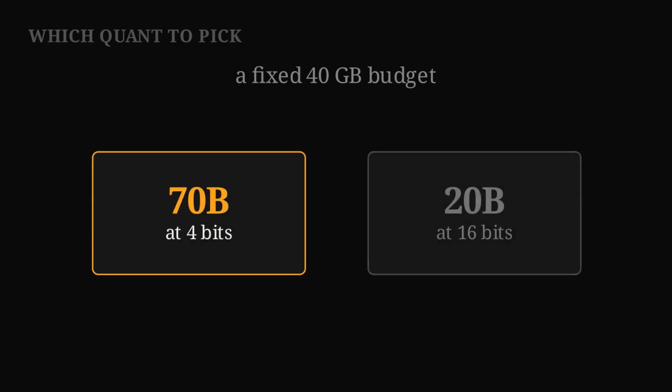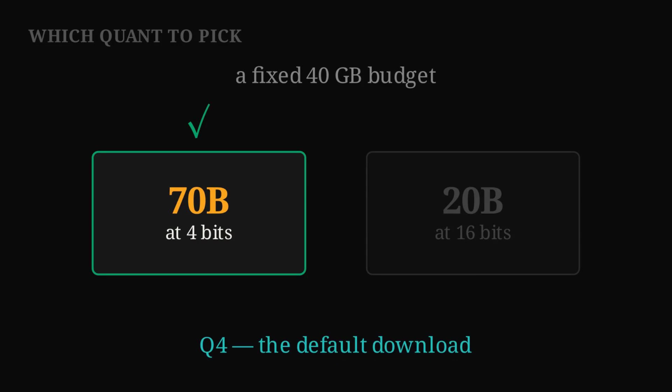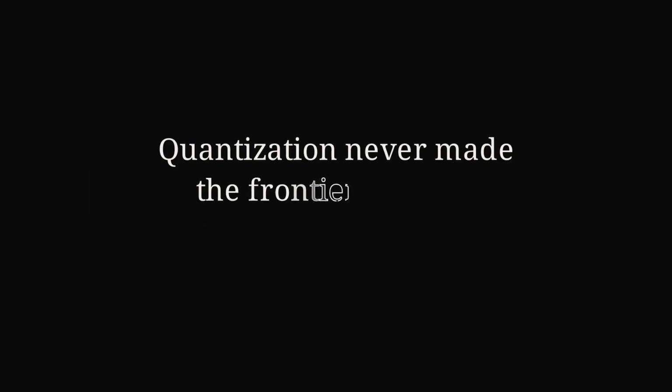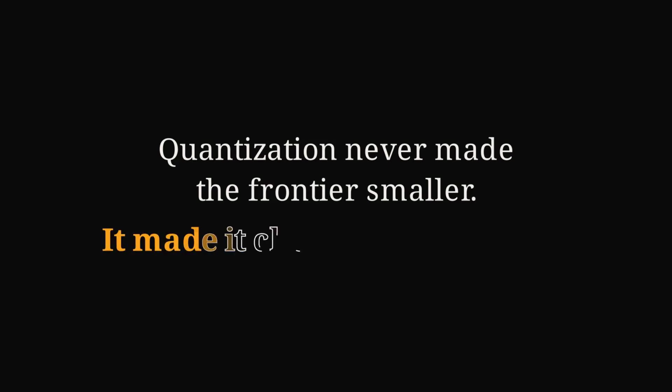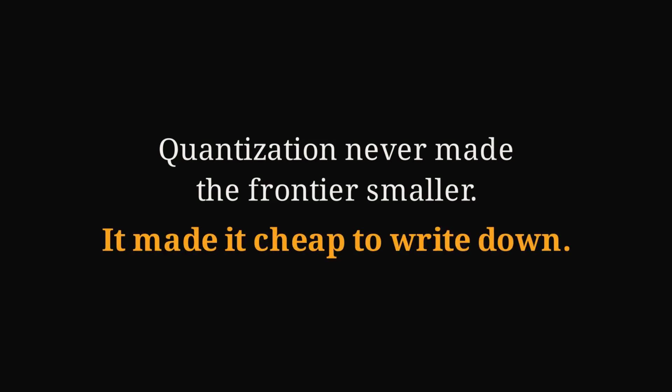Which leaves one practical rule worth remembering. For a fixed amount of memory, the bigger model at 4 bits beats the smaller model at full precision. 40 gigabytes buys you 70 billion parameters at 4 bits, or just 20 billion at full precision. The 70 billion parameter model wins that trade almost every time. Which is why the 4-bit files, the ones labeled Q4, are the default download. Quantization never made the frontier smaller. It made the frontier cheap to write down.